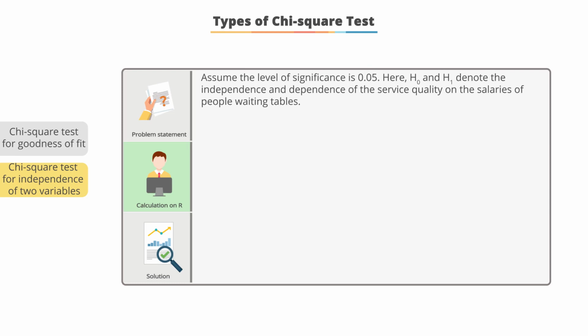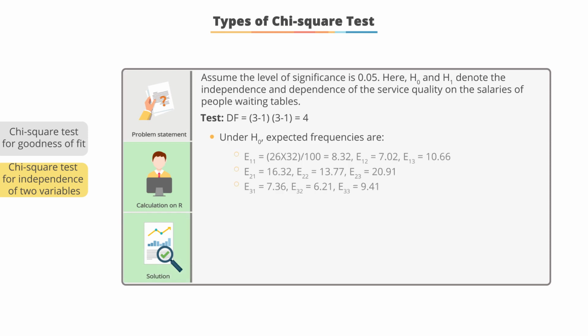Now, let's assume the level of significance, p-value of 0.05. Here the null and alternative denote the independence and dependence of the service quality on the salaries of people waiting tables. So because we're doing a test of independence, it's the number of rows minus 1 times the number of columns minus 1. 3 minus 1 times 3 minus 1 equals 4 degrees of freedom. So under the null hypothesis, based on these calculations, you can see E11, which is the first column, first row, you have 26 times 32 divided by 100 equals 8.32, and these calculations are done for all the groups.